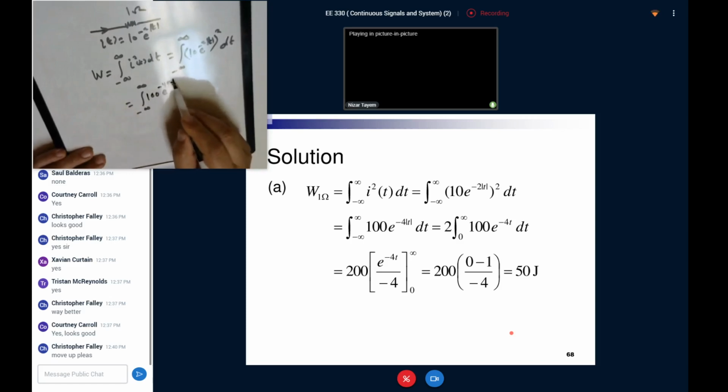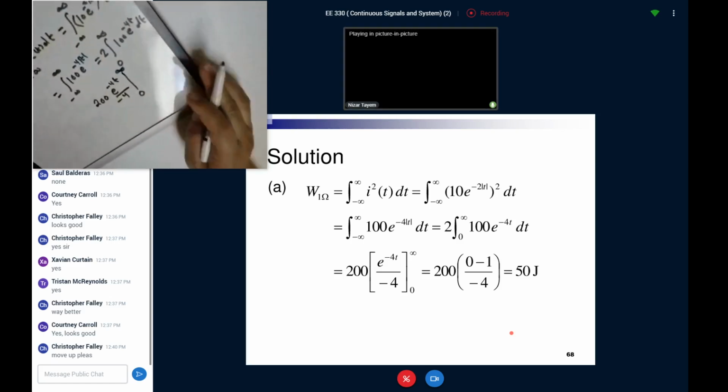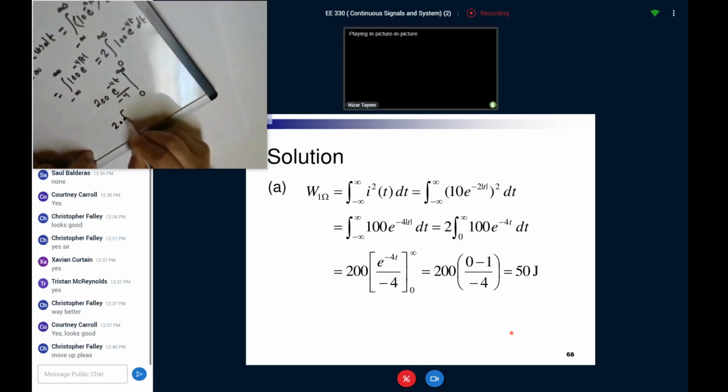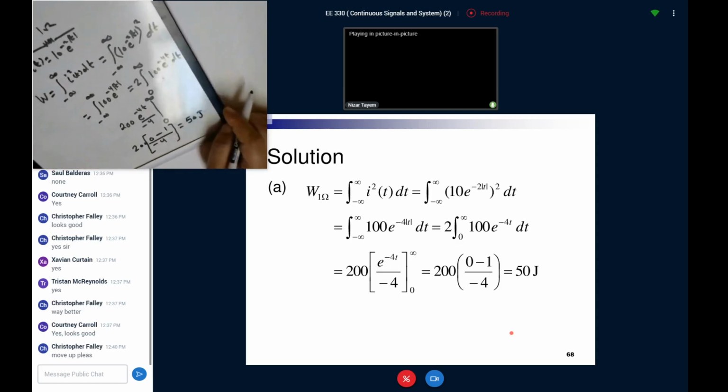So here |t| means we have symmetry on both sides, so we multiply by 2 and make the integral from 0 to infinity of 100 e^(-4t) dt. 100 is a constant and has nothing to do with the integration, so we get 200 times e^(-4t) for the exponential divided by minus 4, and we calculate the integral from 0 to infinity. If we do that, we'll get 200 times 0 minus 1 over minus 4. So we will get 50 joules.